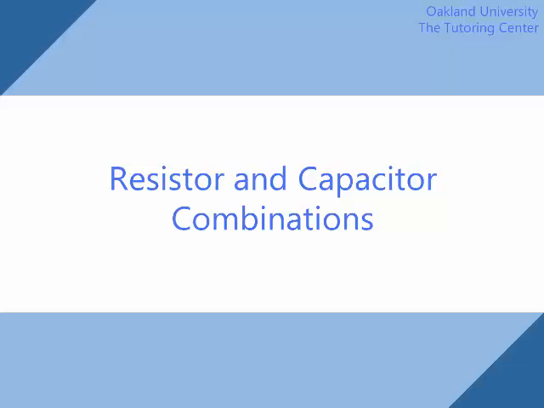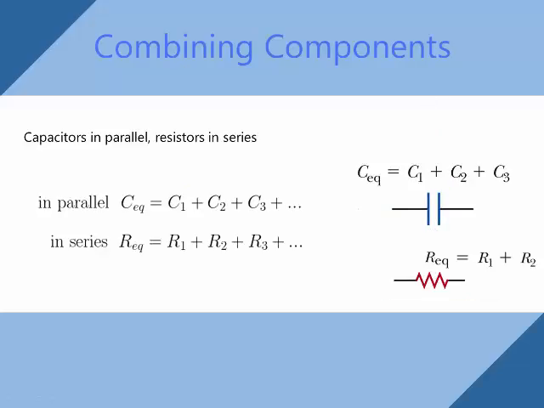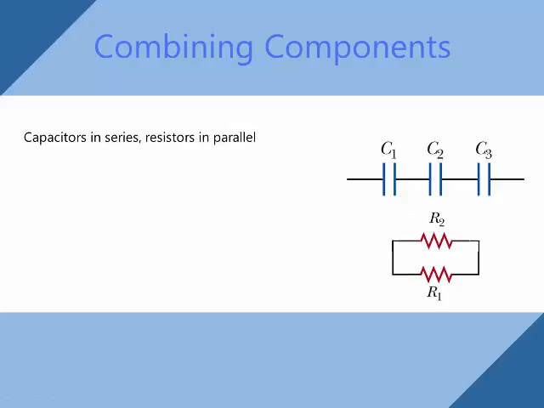Today, we're going to talk about resistor and capacitor combinations. Capacitors in parallel and resistors in series simply add together. You add together each individual component to get the equivalent component. For example, if you have three capacitors in parallel, you add them together to get one equivalent capacitor.